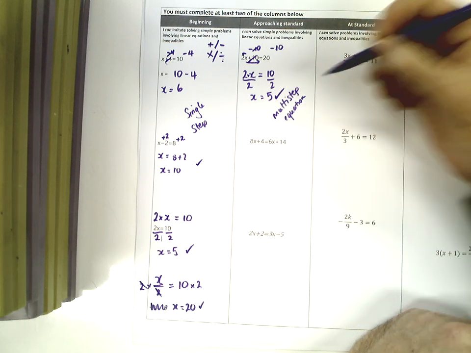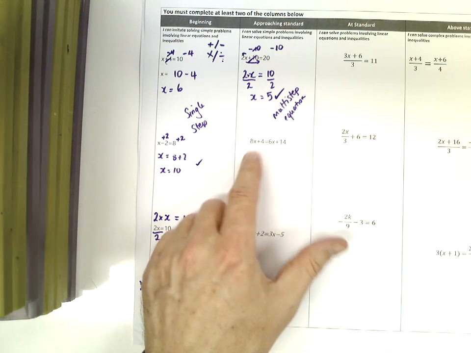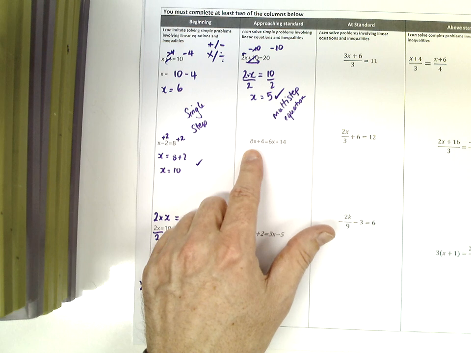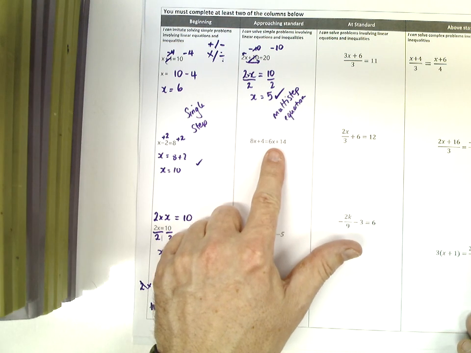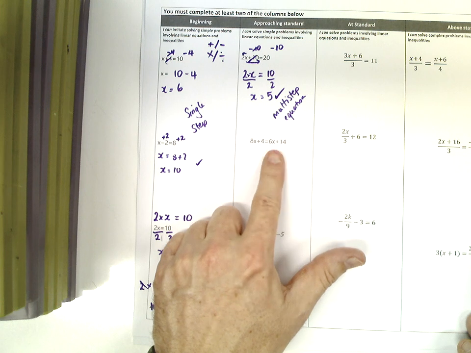Now, the next is what happens when all of a sudden, what's different between this question and everyone else is that we've got these x's on both sides. Now, a lot of kids go, well, what do we do now? We've got 2 x's.